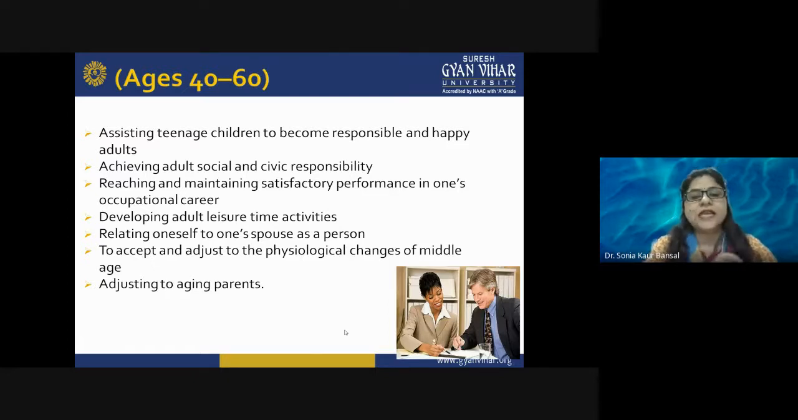Reaching and maintaining satisfactory performance in one's occupational career is also very important. So, developing adult leisure time activities is also an important task in this stage. Relating oneself to one's spouse as a person, then to accept and adjust to the physiological changes of middle age, and as well adjusting to aging parents. So, I hope you have understood in what way these age appropriate tasks must be developed by the human being in a particular stage only.